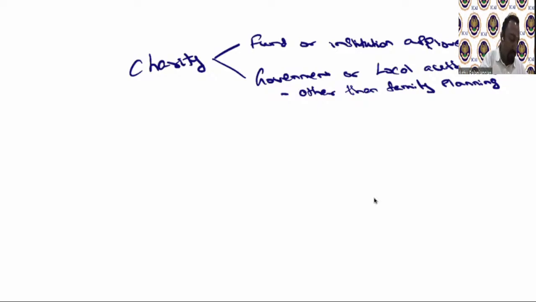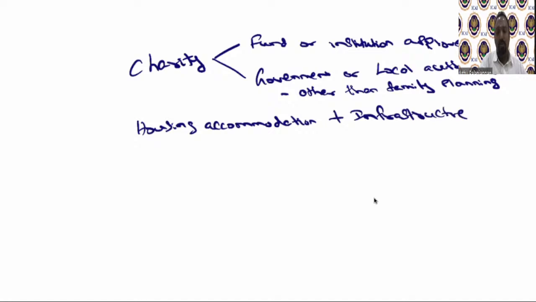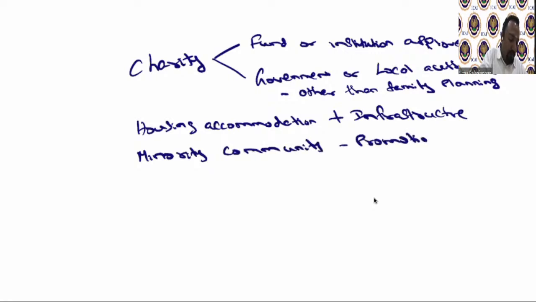Then what did we say? We said housing accommodation, which we'll call plus infrastructure. That is city planning, town planning, all those things. So if any donation is made to such a fund or institution for the purpose of housing accommodation or infrastructure, that is also allowed. The third one is promoting minority community. That is the fourth category we are talking about.